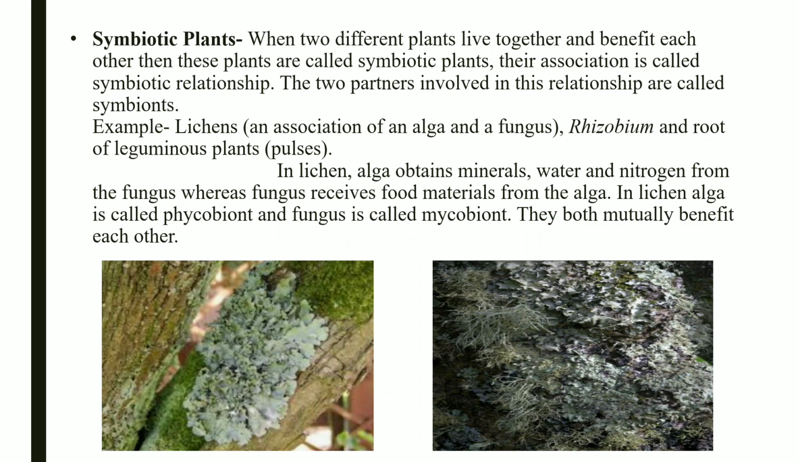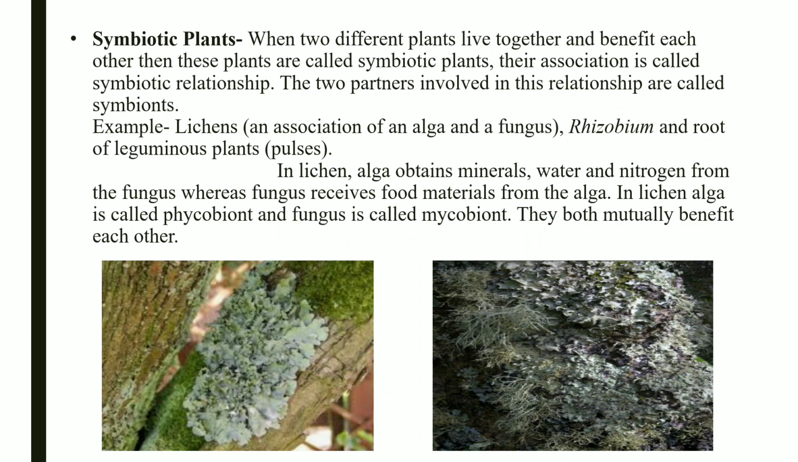One is lichen. Lichen is the association of an alga and a fungus. The other is Rhizobium and the roots of leguminous plants. Leguminous plants means pulse plants. So see, two diagrams are there. These two diagrams are images of lichens. When you go to higher classes, you will study the types of lichens. So these two are the images of lichens.